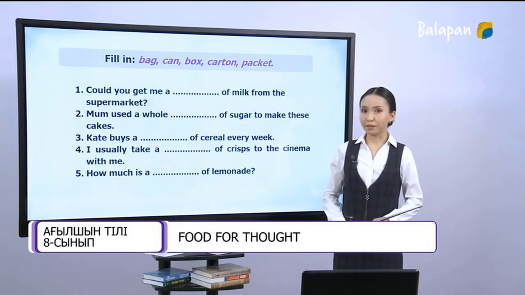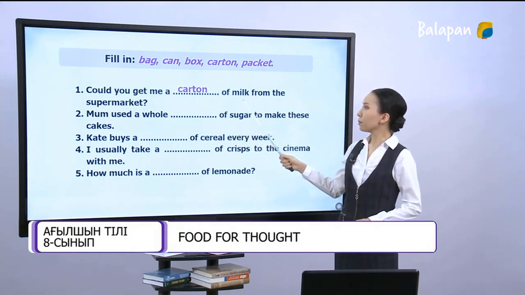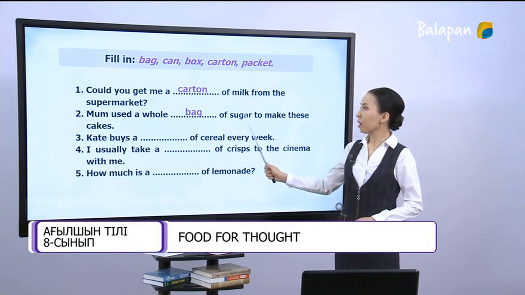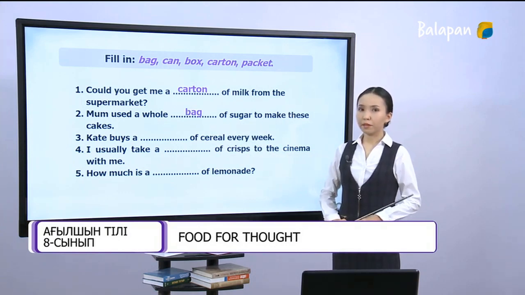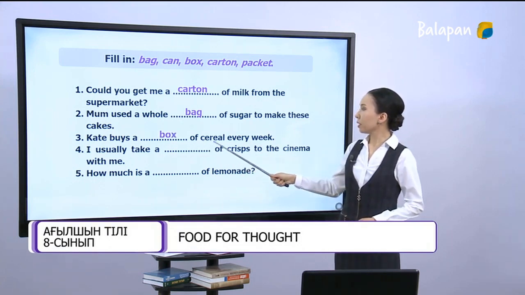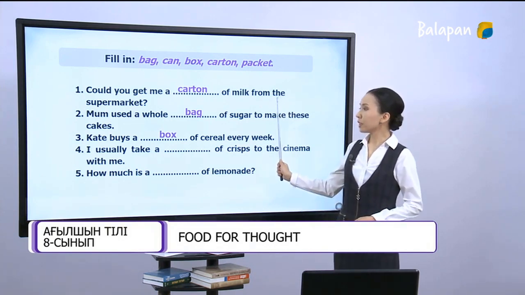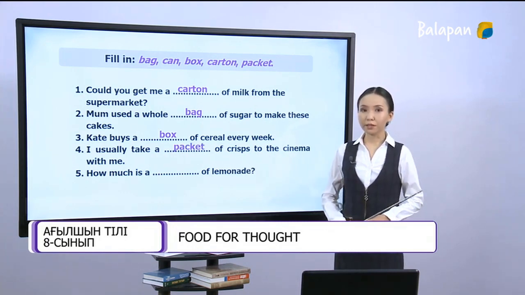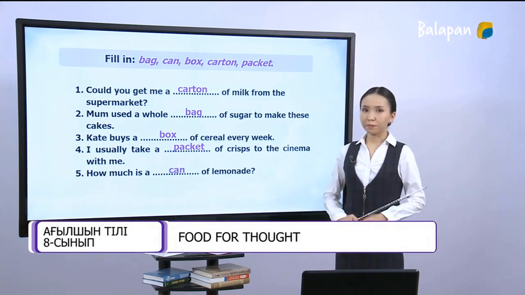The first sentence. Could you get me a carton of milk from the supermarket? The next sentence. Mom used a whole bag of sugar to make the cakes. The third sentence. Kate buys a box of cereal every week. The fourth sentence. I usually take a packet of crisps to the cinema with me. And the last sentence. How much is a can of lemonade? Well done.